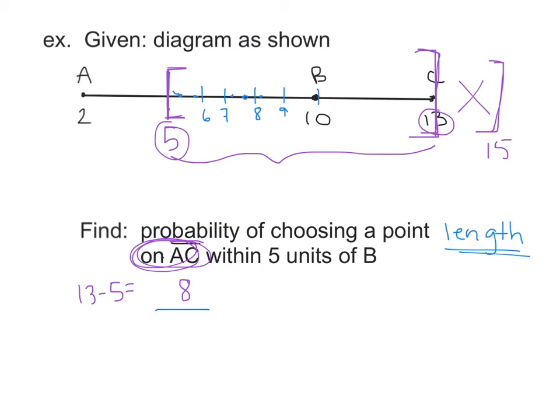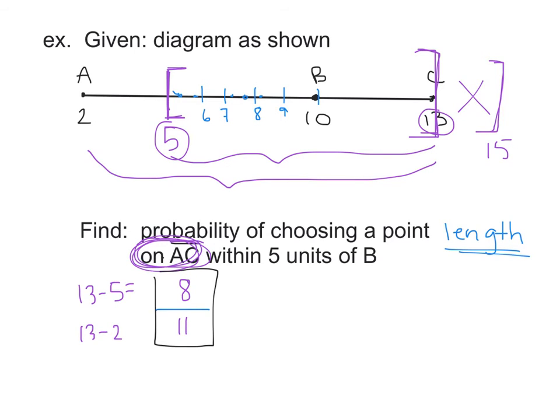Okay. AC is my total. So my total goes from 2 to 13, or 13 minus 2 gets me a length of 11. So the probability that I choose a point in the winning section, and the winning section is within 5 units of B. So the probability that I choose a point and it's going to fall in this range, but it's on this whole segment still, is going to be 8 out of 11.